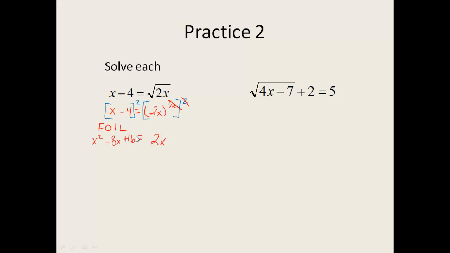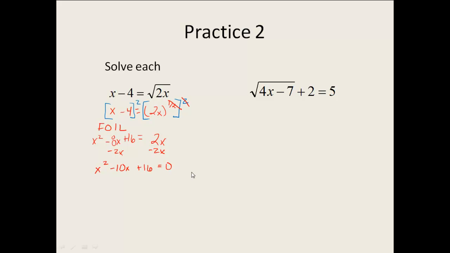Now as I'm looking at this, I'm noticing I've got a lot of x's all over the place, so I first want to try to get them combined as far as possible. I'm going to do that by moving this 2x over to the other side using subtraction. So I am left with x squared minus 10x plus 16 is equal to 0.